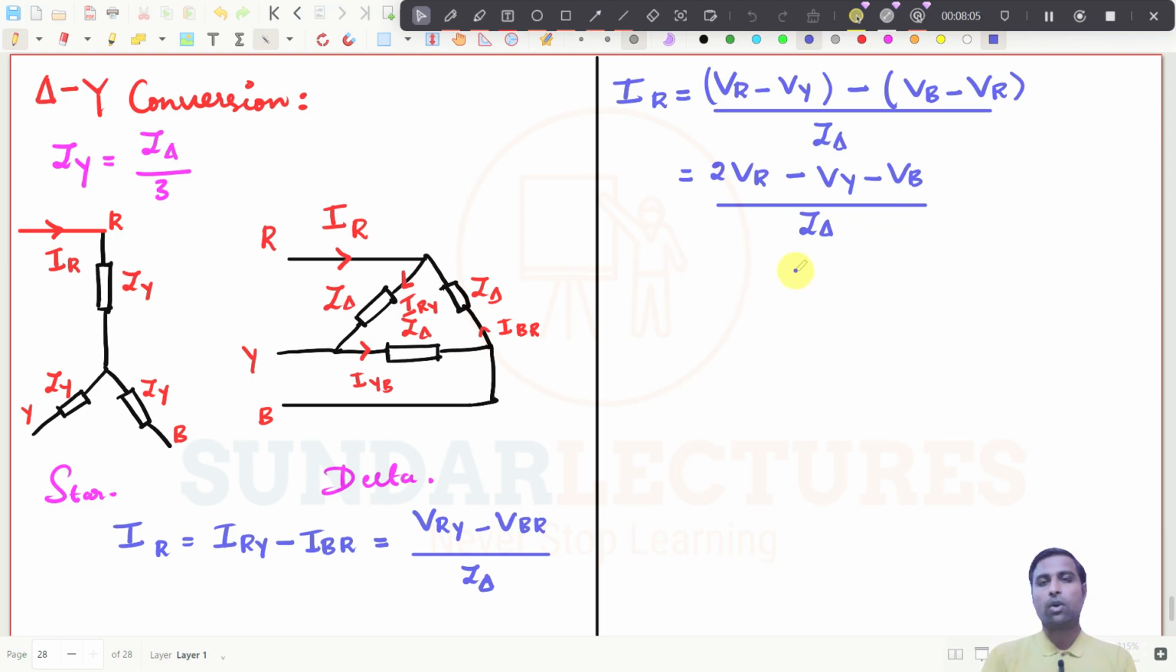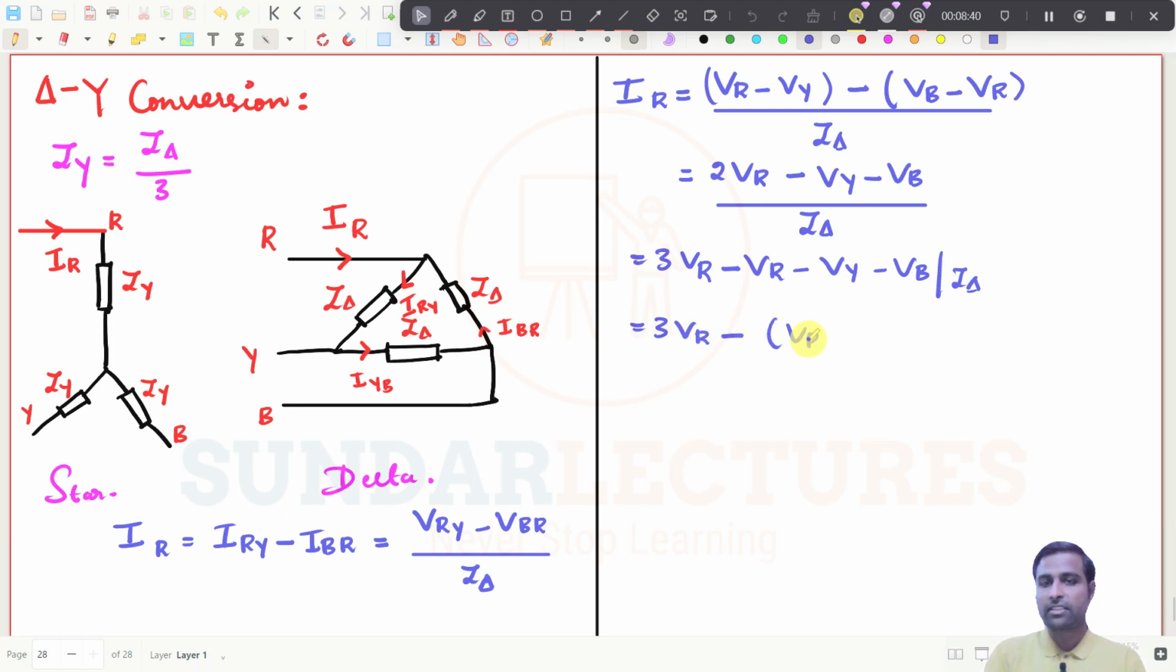Now I will add a value here, an extra 1 V_R. I just add a minus V_R here and put 3 V_R. That equation will still be satisfied, right? So I will write it as 3 V_R minus V_R minus V_R minus V_Y minus V_B. If you simplify this, you will get this one. I can write it as 3 V_R minus of (V_R plus V_Y plus V_B), whole divided by Z_delta.